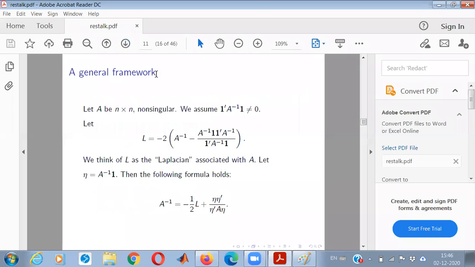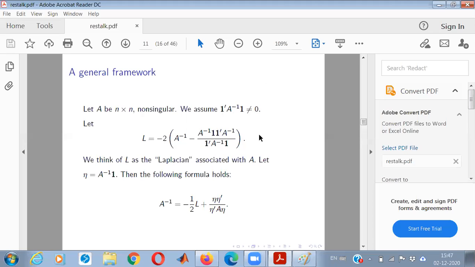So there's a general framework. Actually, from the linear algebra point of view, there's a very simple general framework. You take any n by n non-singular matrix, and just assume one condition: that the sum of elements of the inverse is not equal to 0. Here 1 is the vector of all ones. This is nothing but the sum of cofactors divided by the determinant. So we assume that that is not equal to 0. Then I can define a Laplacian. By Laplacian, what I mean is that row and column sums should be 0.